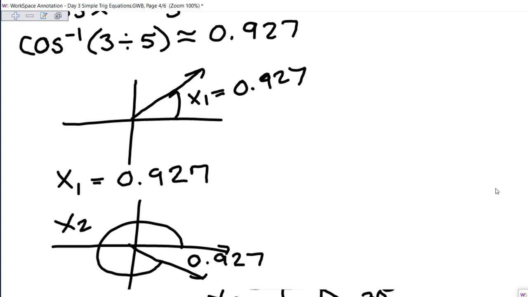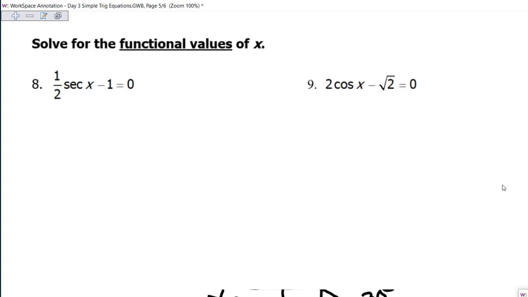Okay, moving on to the last section. The instructions say to find the functional values of x. I think yesterday on the handout, at least for the assignment, it talked about principal values. Yeah, so principal values and functional values mean the same thing. If you just see the different terms, it just means the same thing.